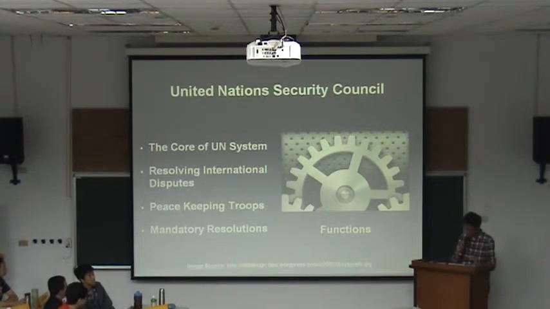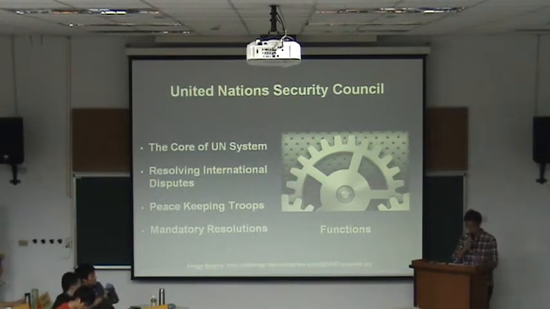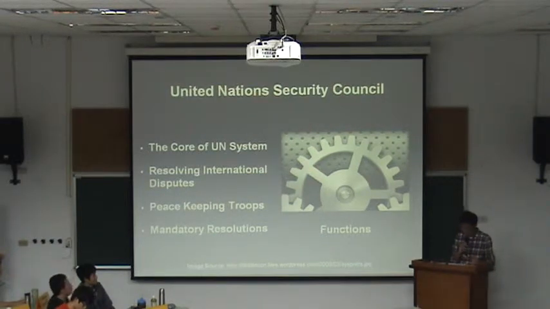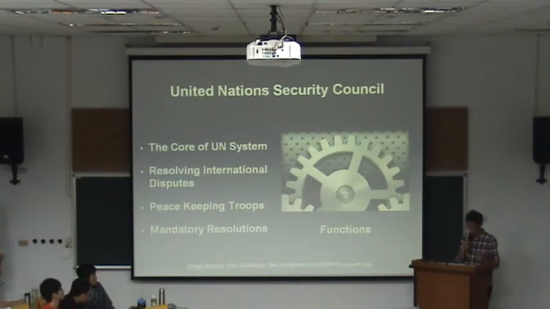First part is the Security Council. The Security Council is responsible for international security, such as peacekeeping, resolving international disputes, and some humanitarian support in conflict areas. Furthermore, it is also the core of the United Nations system. Additionally, most important, the resolutions passed by the Security Council are mandatory, which means all of the member states of the United Nations need to observe them.